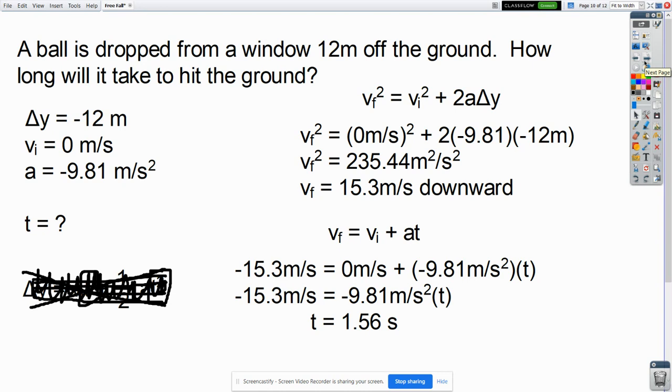So again, very similar to the same kind of issue we had with this equation in just horizontal motion. Don't ever, ever, ever use that equation to solve for t. Find the VF first and then use this equation to solve for time. It'll save you a lot of time and it will help prevent mistakes.